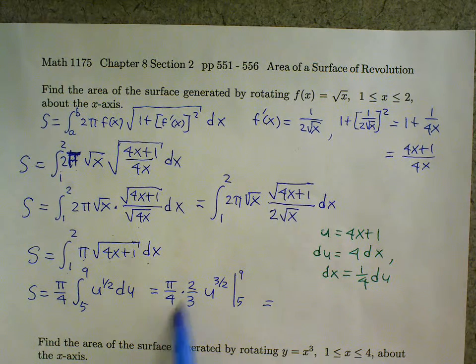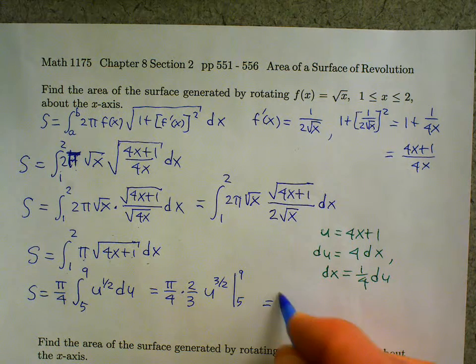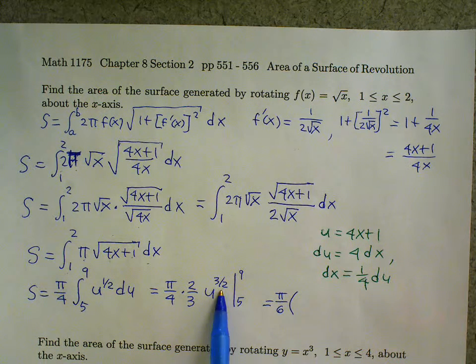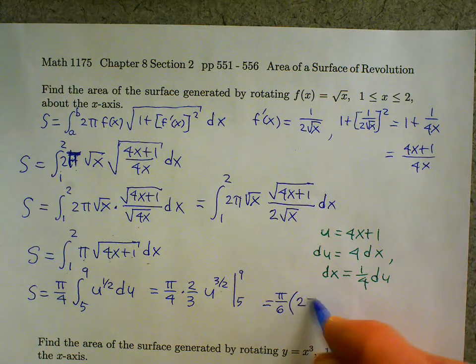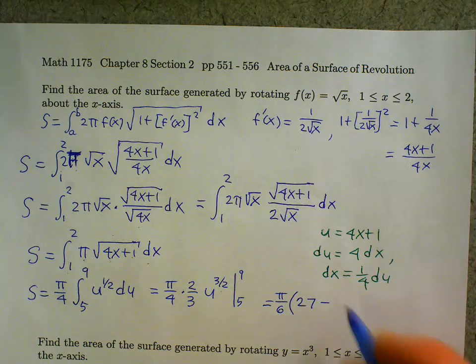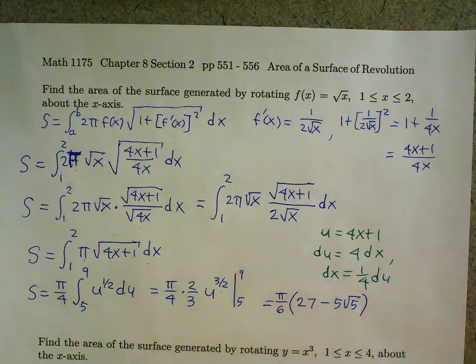Pi over 4 times 2/3 is pi over 6. And 9 to the 3/2 is 27. And from that, we subtract 5 to the 3/2. 5 to the 3/2 simplifies to 5 times the square root of 5. Okay, so that is what I got for the surface area.